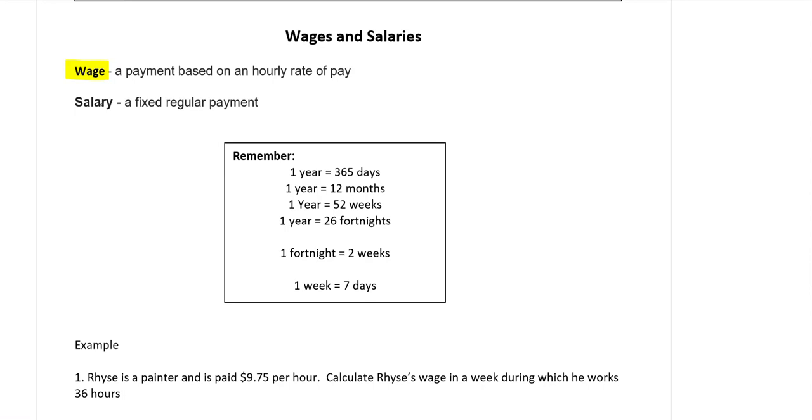The other main type of pay that we're talking about is a salary, which is a fixed regular payment. So it's not how many hours you do, it is a certain amount of pay that you get to do the job no matter what, just as long as you get the job done.